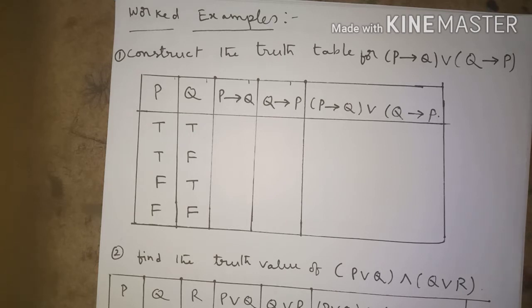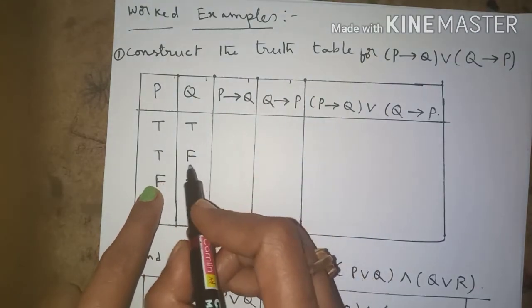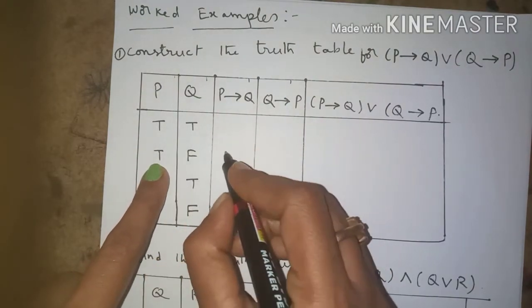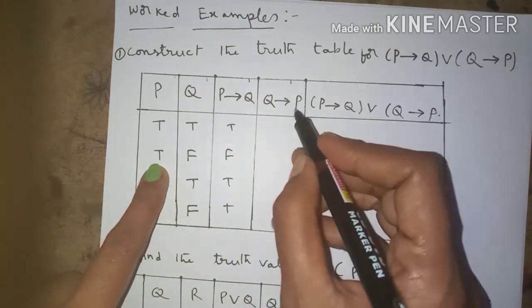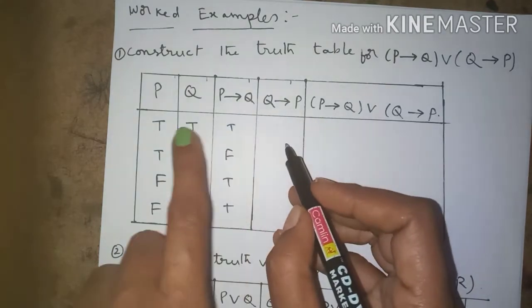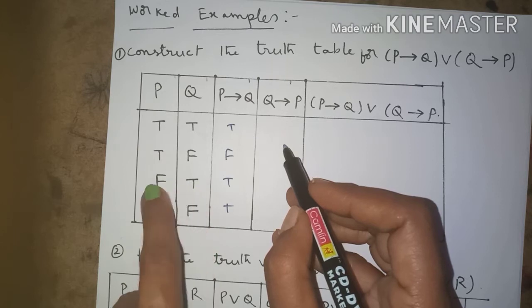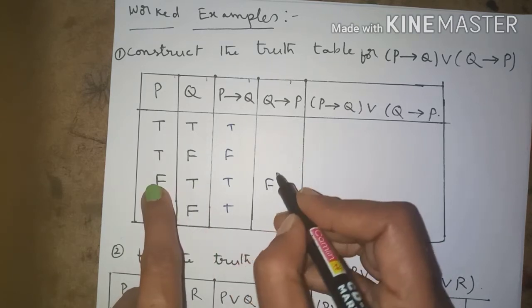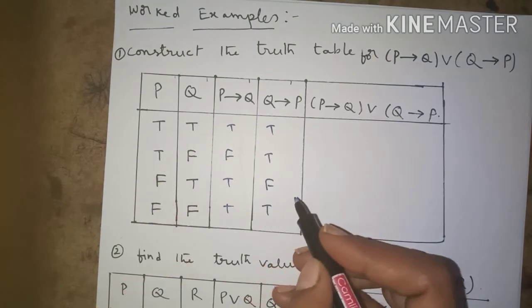Now if you see, if P then Q, when will you say it is F? When P is T and Q is F, then it is F. In the remaining cases it is T. Next, if Q then P: we first see Q and then P. T and F gives F. Otherwise, in the remaining cases, it is T.